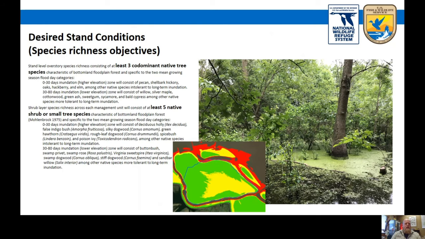Along with overstory species richness objectives, we have shrub and small tree objectives as well, also based on these different flood tolerance regimes. We've got a minimum of 5 species per management unit. That's across the entire unit or stand. And they're broken up in these 2 tolerance categories. These are based on a 1975 Molenbrock study of the middle Mississippi River Valley.